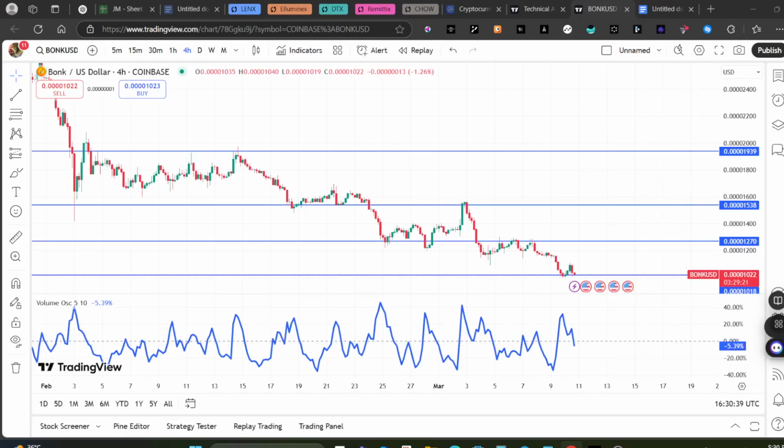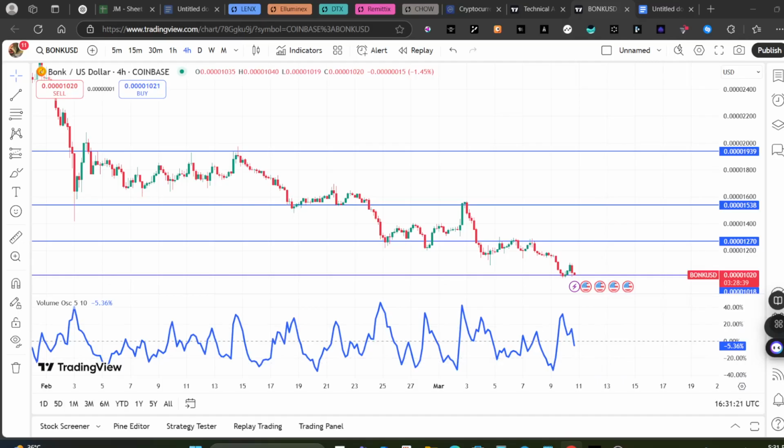Now, why does it matter? When the oscillator is in the positive territory, it means that short-term volume is higher than long-term volume, signaling strong market activity. When it is negative, it suggests volume is drying up, which could mean the trend is losing strength. The key to using this indicator is understanding how volume momentum affects price action. By tracking volume shifts, we can spot breakouts, confirm trends, and even detect possible reversals before they happen.